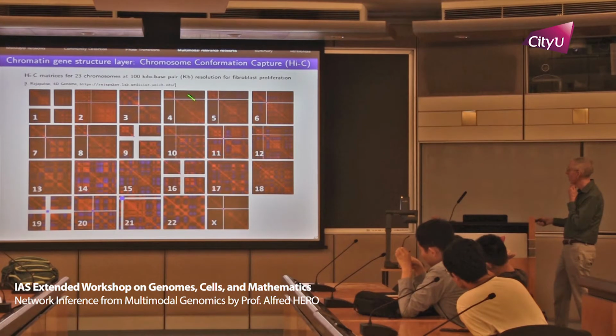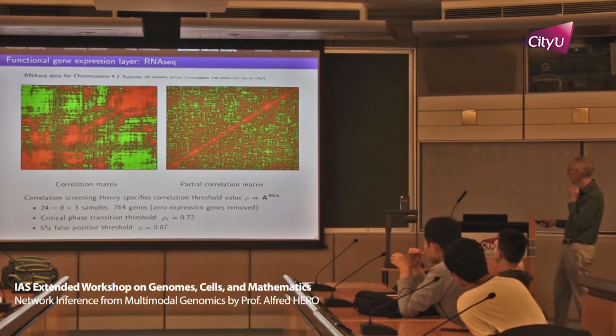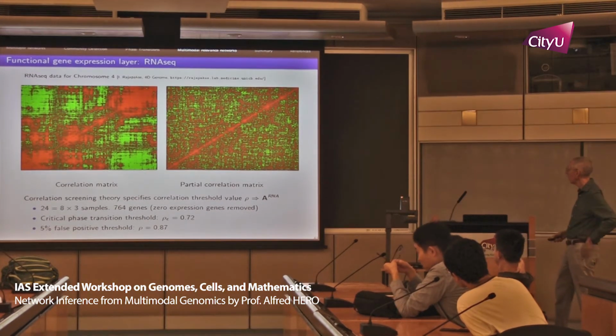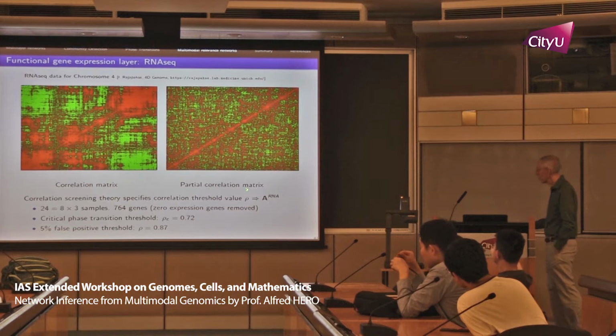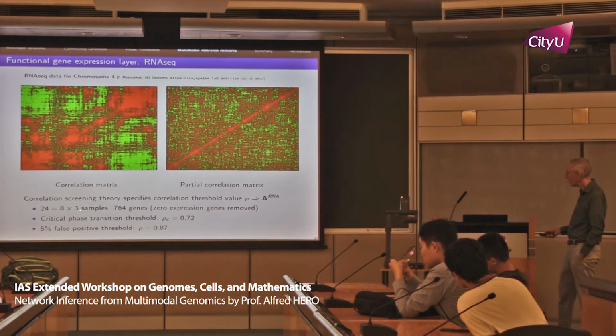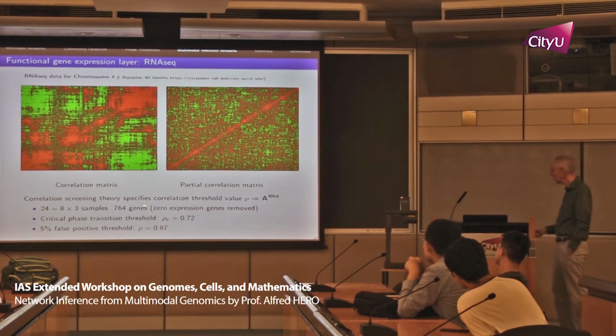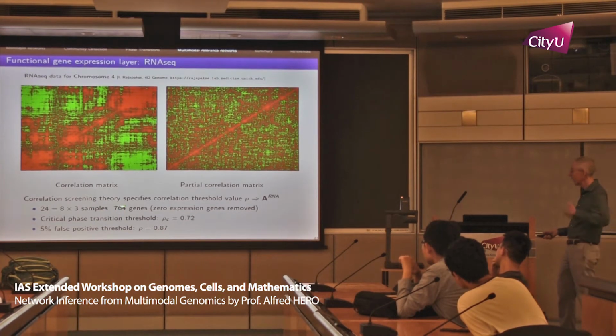We have this chromatin gene structure network of contacts between genes along the chromosome, and then we have this gene-to-gene expression similarity measured through the partial correlations. And so you can use the correlation screening theory that I mentioned before to threshold this. We have 24 samples, or 3 replicates, 8 time points. On chromosome 4, there were 764 non-zero expressed genes. So the critical phase transition threshold, if you go back to that plot that I showed, you can pick off: the critical phase transition is at 0.72.